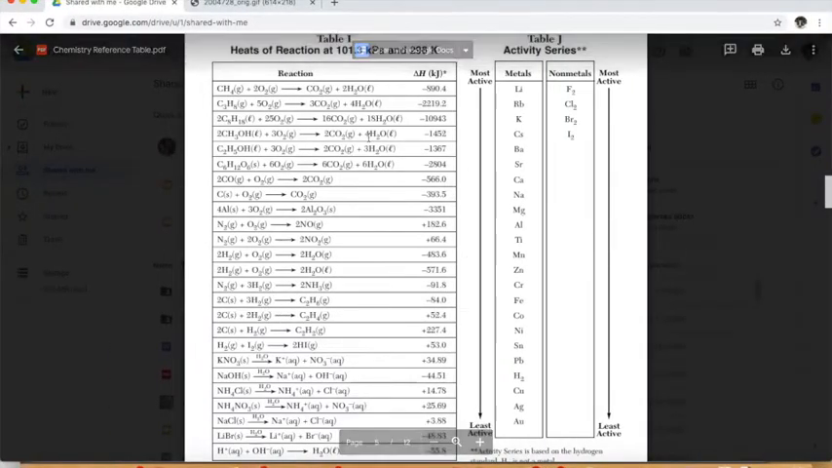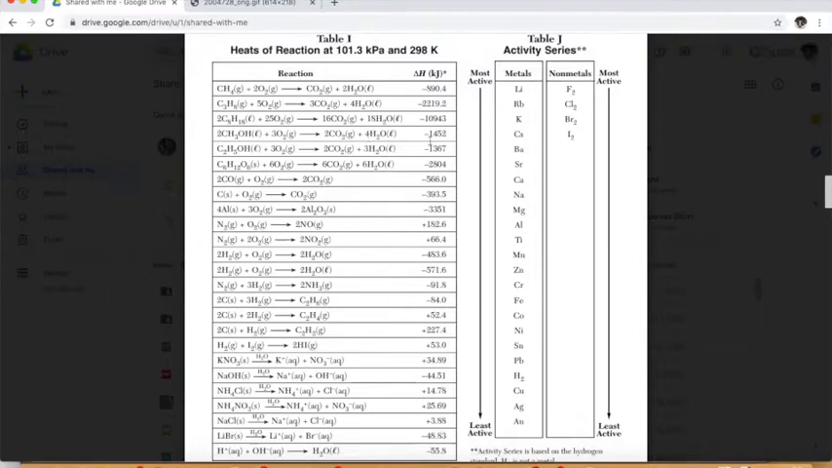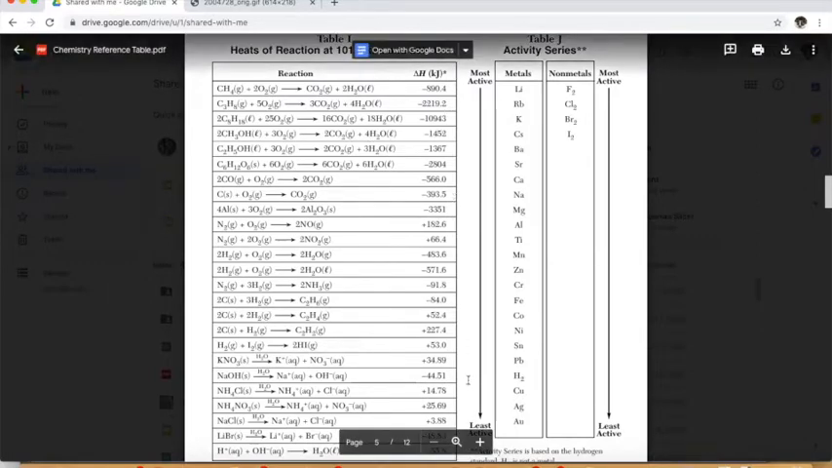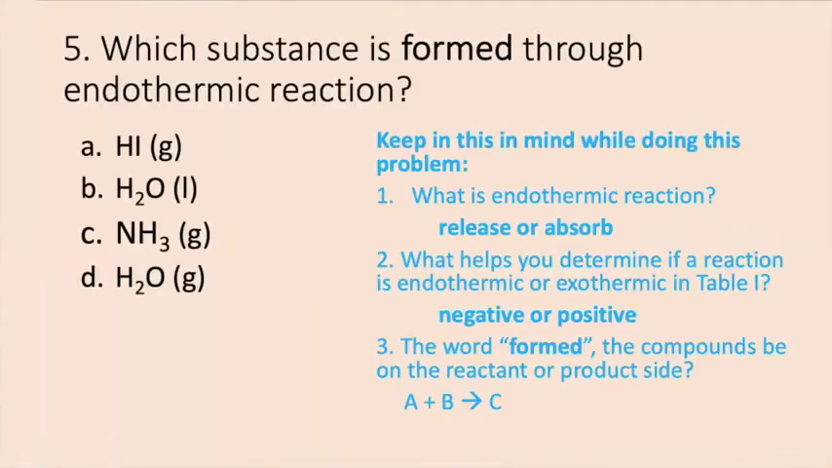So now we really need to make sure that we've opened up another tab or that you have your paper copy of the reference table available to you. Because at this time, we're going to need, for the rest of the questions, table I. Now, number 5 says, which substance is formed through an endothermic reaction?